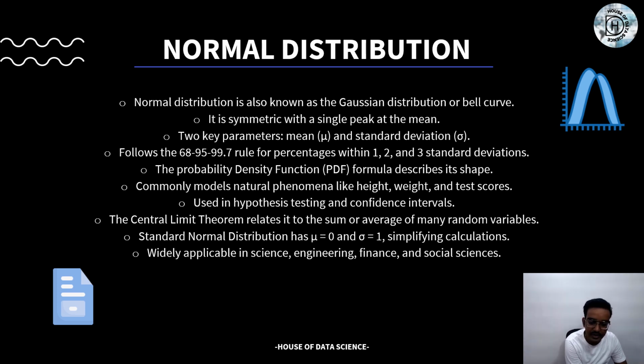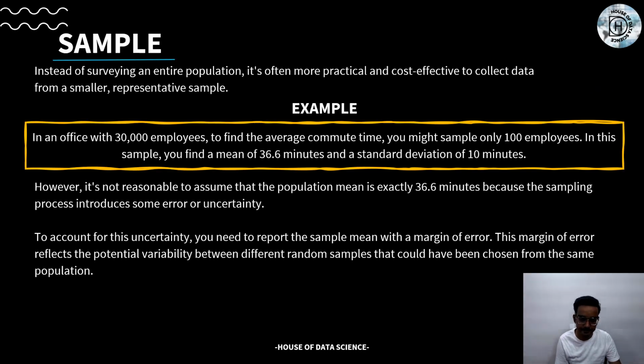Central limit theorem relates to the sum or average of many random variables. So standard mu is 0 and sigma is 1 for simplifying the calculation. It is widely used in the fields of science, engineering, finance and social science, as we are already discussing, right, that machine learning is used in all these particular fields. Now let us see more examples of this and how you can use the normal distribution in this.